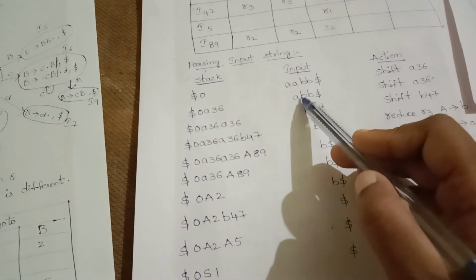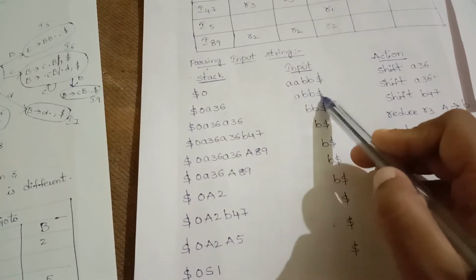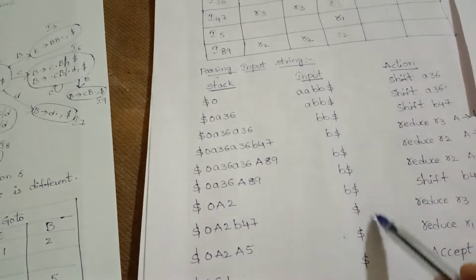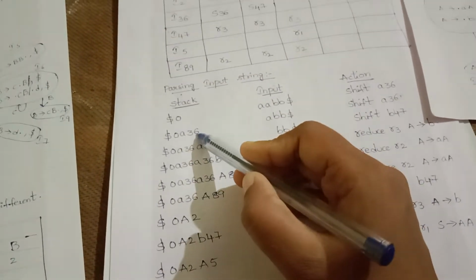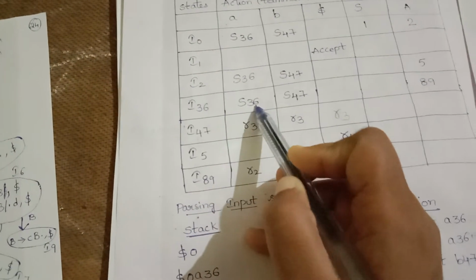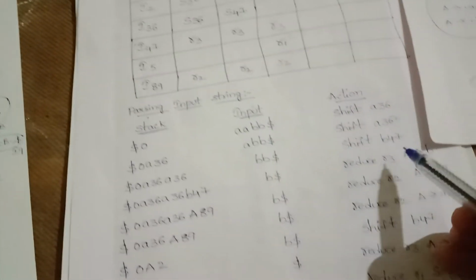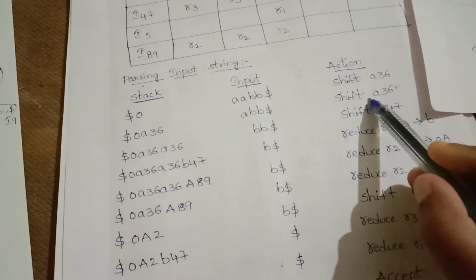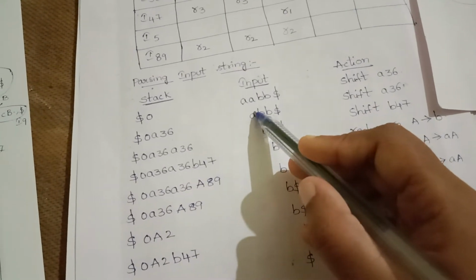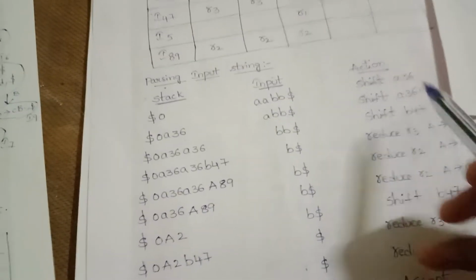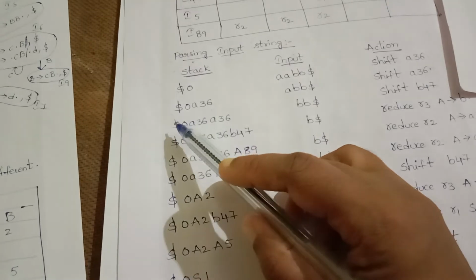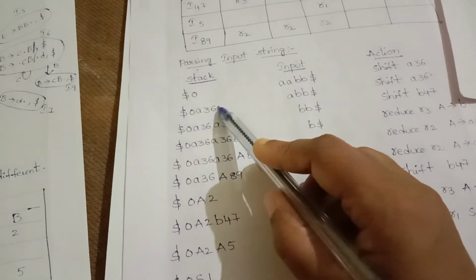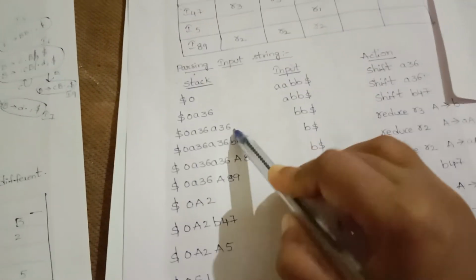And the remaining input is A dollar. After input you need to place dollar. It is mandatory. Now you need to check 36 on small a. We have shift 36. So you need to write shift. We are shifting one symbol, that symbol is A36. So A36 should be shifted here, and then the stack will become $0 A36 A36.